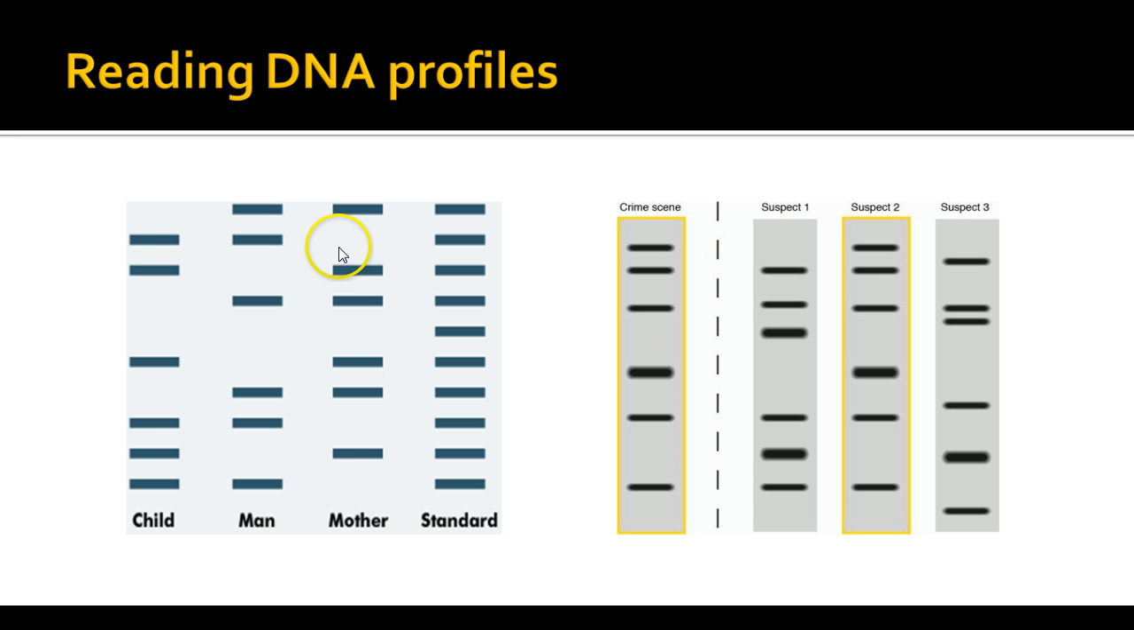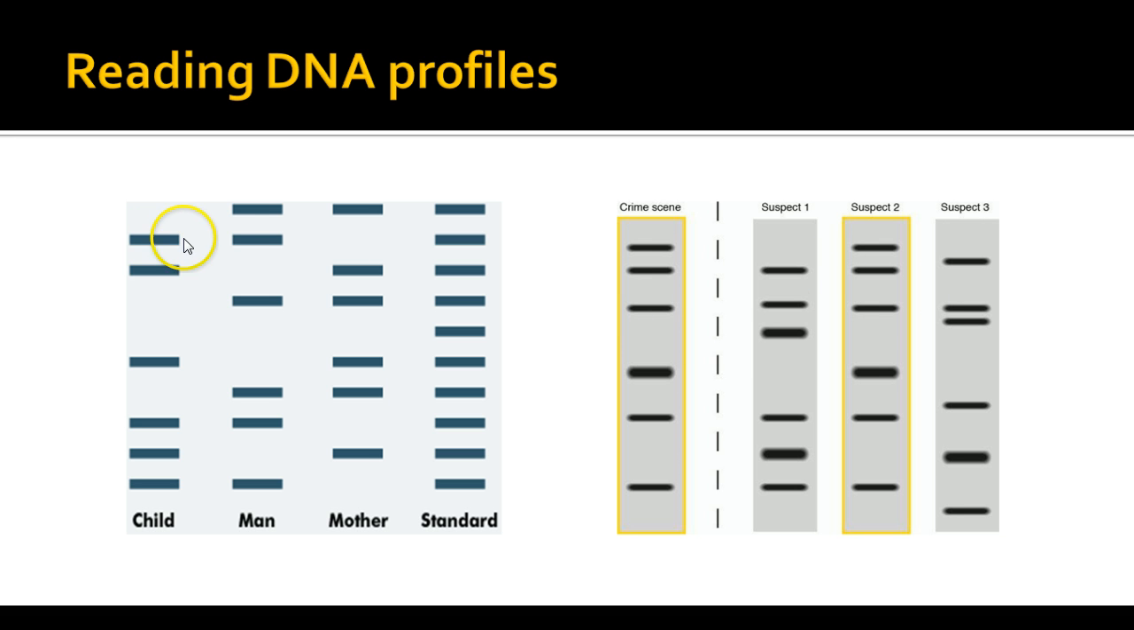So here we have 2 parents, a man and a mother, and we have a child. And what we're trying to see is if these 2 parents are the parents of the child. Maybe we know that this is the mother, but we don't know whether this is the father. Well, the child is going to have half of its DNA from its mother, the other half from its father. So when you cut the DNA with the restriction enzymes, the bands that form in the gel are going to be either the same as one from the mother or one from the father.